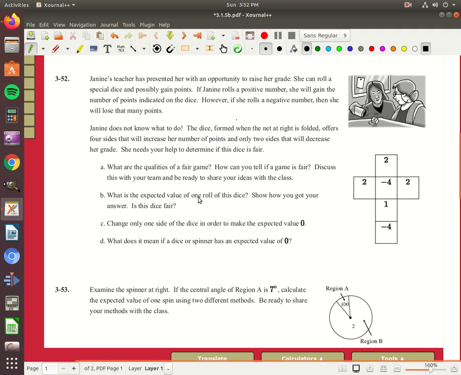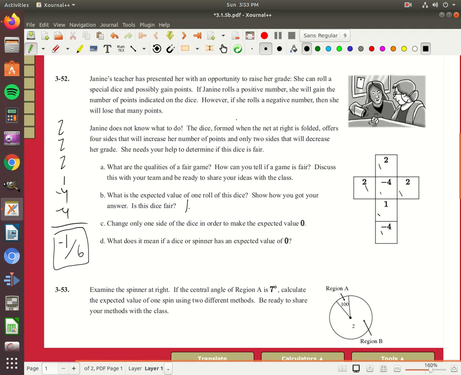So what is the expected value of one roll of the dice? Well, I might get a 2, or a 2, or a 1, or I might lose 4. So these are the 6 things that can happen. So I'm going to add these points up and divide by 6. So 2, 4, 6, 7. Minus 4 is 3. Minus 4 is -1. So this is not a fair game because even though the -4s only happen twice, they offset the gains.